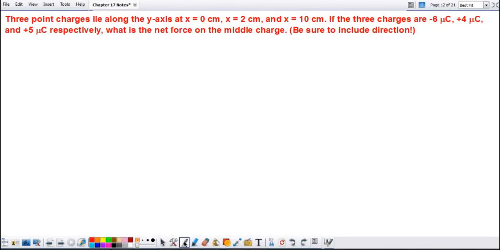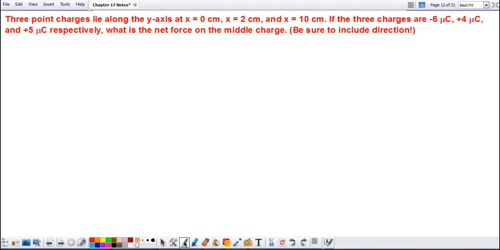Three point charges lie along the y-axis at x equals 0 centimeters, 2 centimeters, and 10 centimeters. If the three charges are negative 6 microcoulombs, positive 4 microcoulombs, and 5 microcoulombs respectively, what is the net force on the middle charge? Be sure to include direction.